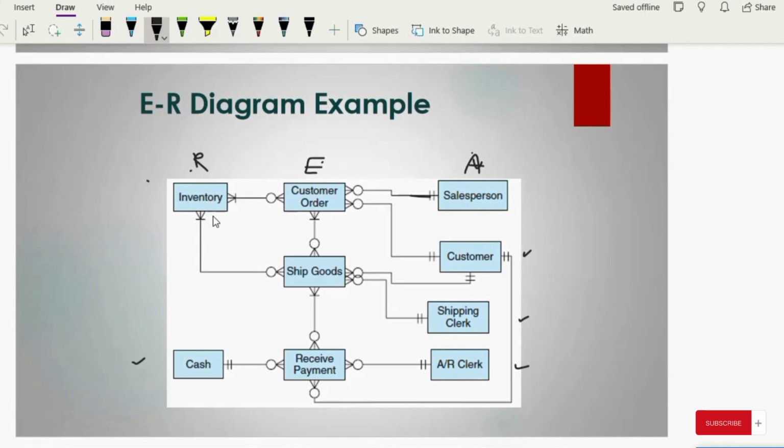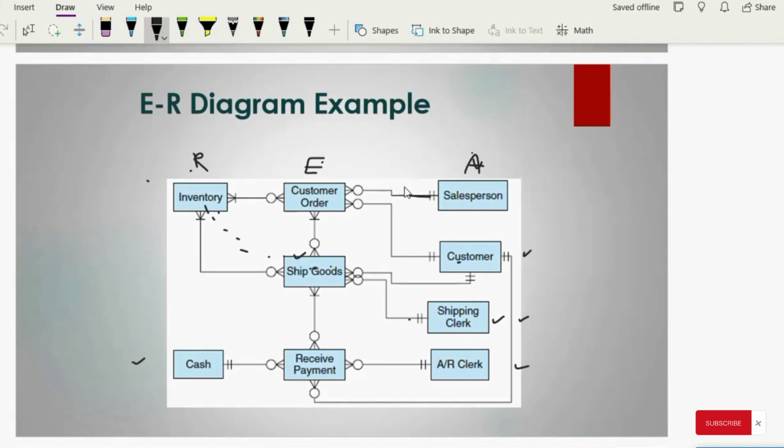Now after this, second, we need to ship the goods. Who will be shipping the goods? This agent, the shipping clerk, will be shipping the goods. To whom? To the customer. So he is shipping the goods to the customer, and these goods are coming from the inventory. So a resource is being used.